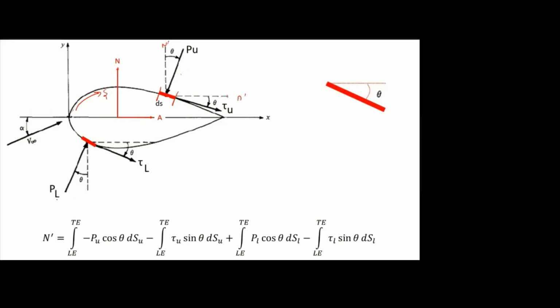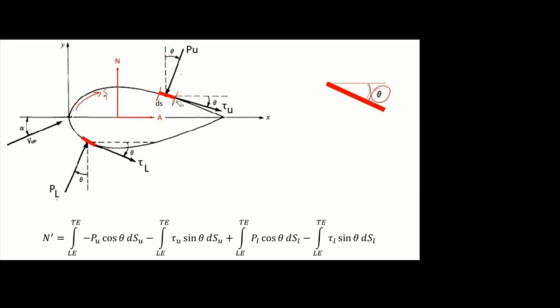Normal force is vertical, axial force is horizontal, and assume this small panel I have taken is inclined at an angle theta. The slope you can find. So it is inclined to the angle theta. So here also we are getting theta, here also we are getting theta.